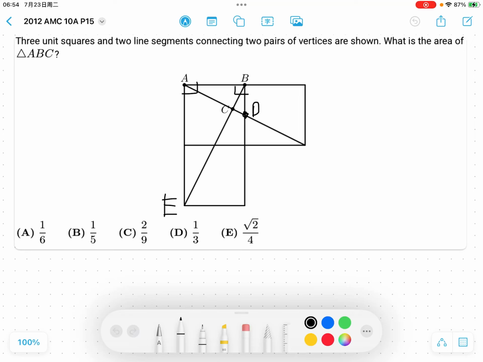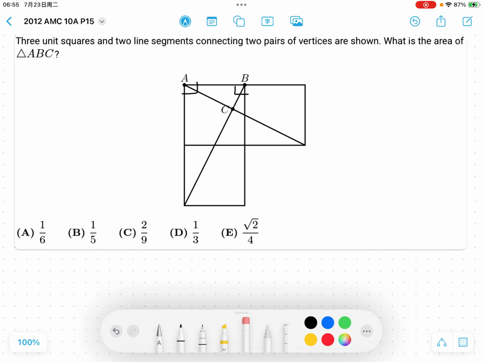Today I would like to talk about 2012 AMC 10A Problem 15. 3 unit squares and 2 line segments connecting 2 pairs of vertices are shown. What is the area of triangle ABC? So we're going to try a different approach.